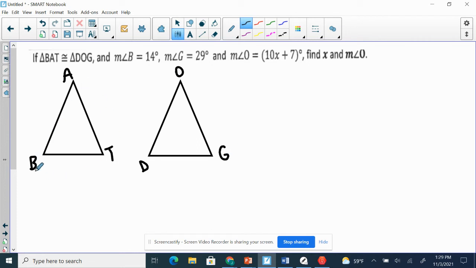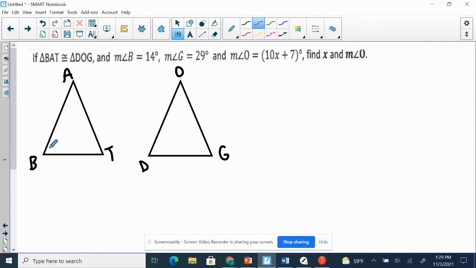So start wherever you want. Doesn't matter which corner you start, but it has to go in order. B, A, T. So B, then A, then T. And wherever you started in your first triangle, you have to also choose to start in the next one in the same order. So start with D, O, G. If you are hard at making decisions, I would always start to the left, bottom, and then work my way around, just so you have a given rule. And then fill in the information you know.